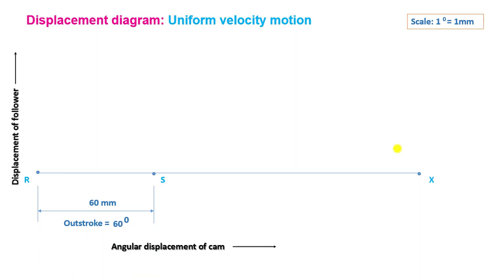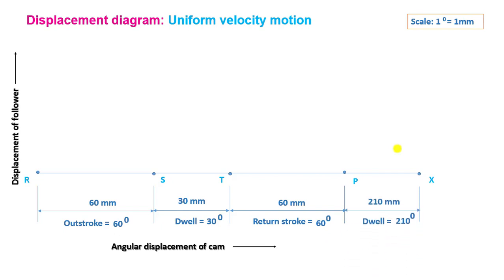On this line, mark Rs equal to 60 mm to represent outstroke of the follower equal to 60 degree. St is equal to 30 mm to represent the dwell equal to 30 degree. Tp is equal to 60 mm to represent return stroke equal to 60 degree, and mark Px equal to 210 degree to represent the dwell. You may keep it short because this part will not be used while constructing the cam profile.